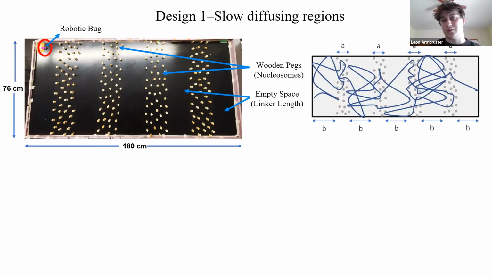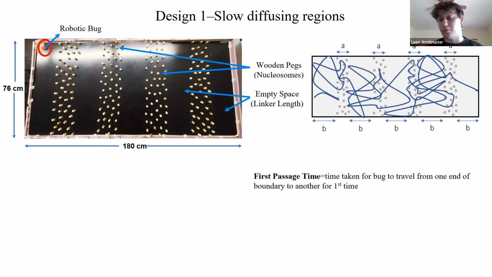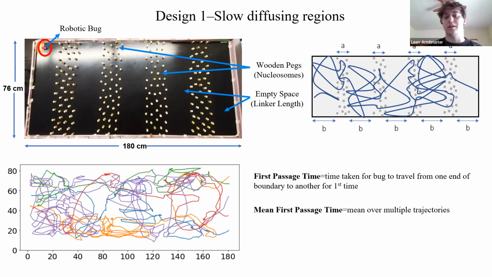And here's a quick sample trajectory of a bug moving through the system. The time it takes for the bug to move from one end of the boundary to the other end for the first time will be called the first passage time. And then it follows that the average of all of these will be the mean first passage time of many trials. And on the bottom left here, you can see a quick illustration of 5 of these trajectories.